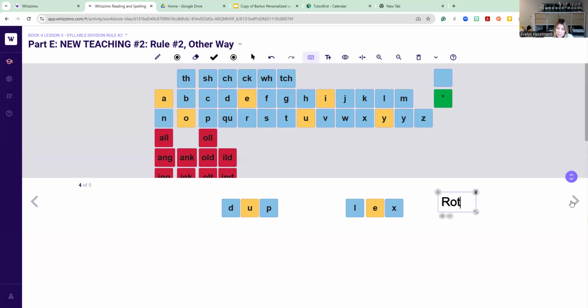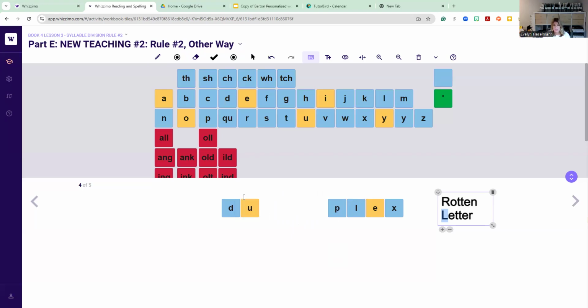So, rotten letter. You can see a capitalized R and a capitalized L, and those are the letters that make very common blends for us. And so when you see those, most of the time, not all the time, most of the time, you're going to want to keep this together.